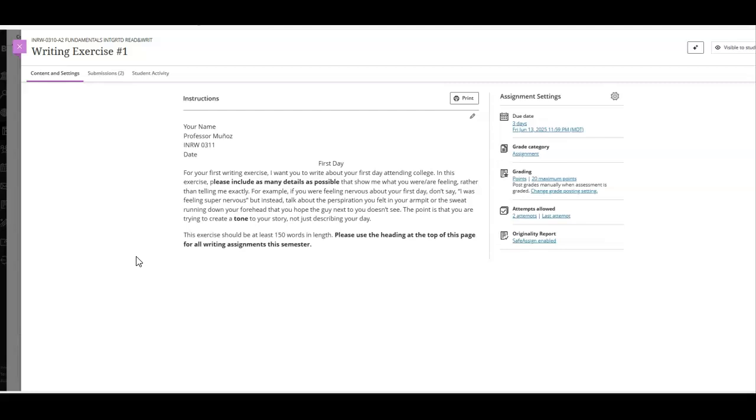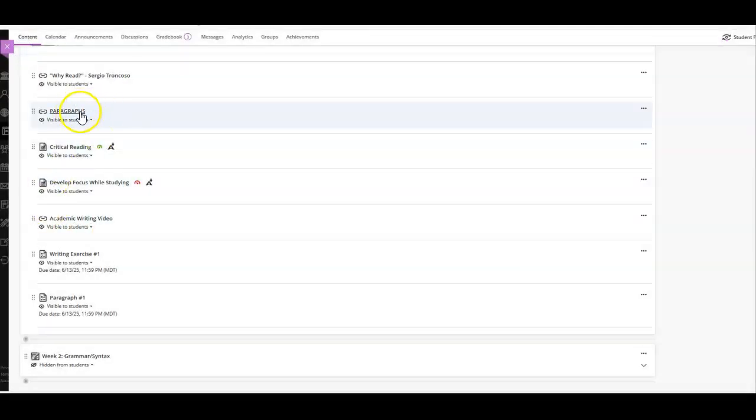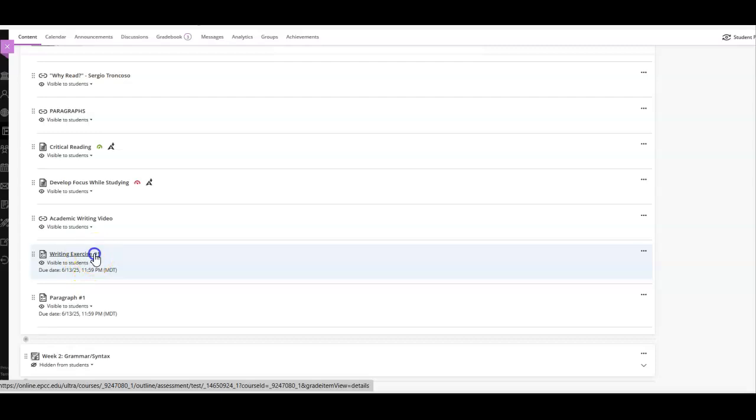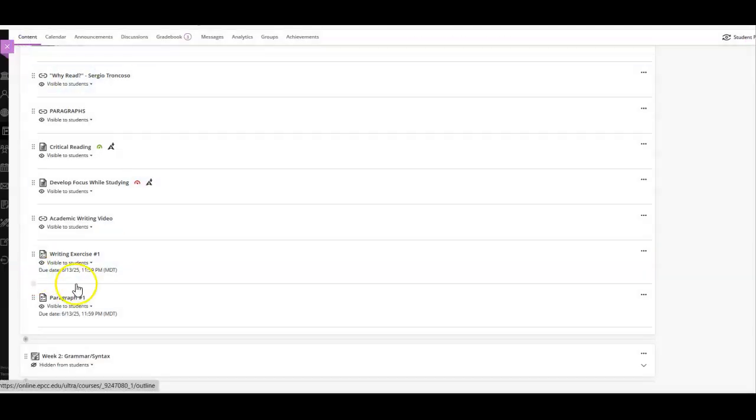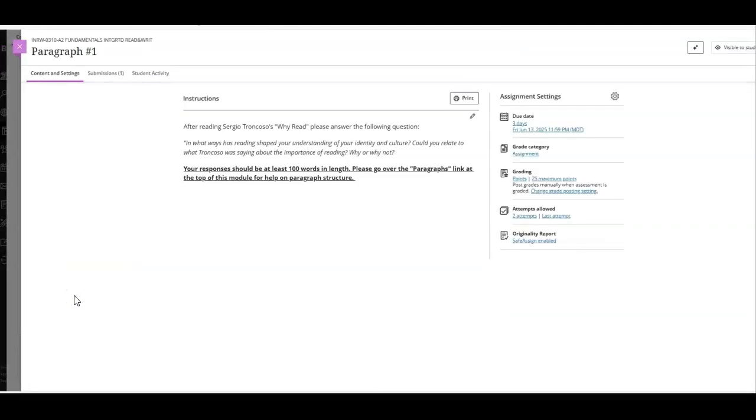We're starting off slow. And a paragraph, again, if you're wondering what's a paragraph, go back to this paragraph link right here, and make sure you read that. So again, the writing exercise is due on Friday, and you just follow these instructions and write one short paragraph about your first day of college. Then your first paragraph, you're going to do 8 of these.